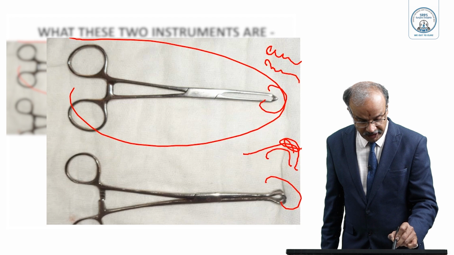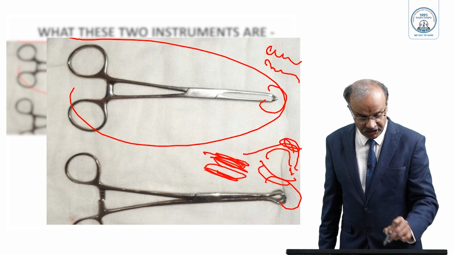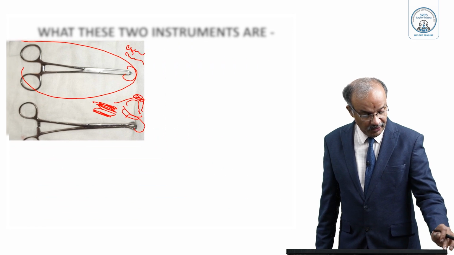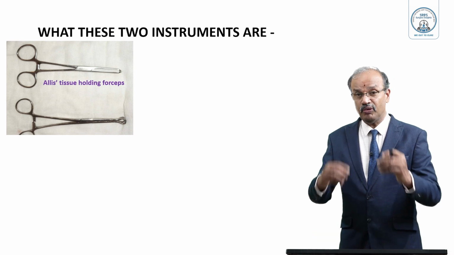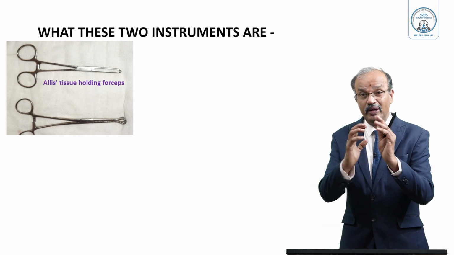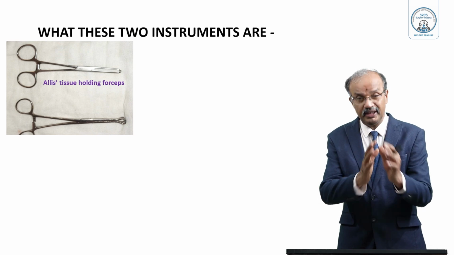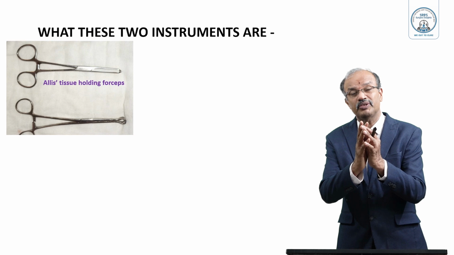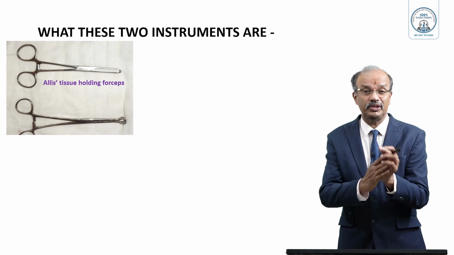There is an opening called fenestra down here, and this is connected like this with the serrations over the tip of the blade, smooth serrations, whereas here are the teeth. So what are these two instruments? The first one is Allis tissue holding forceps, because it has opposing teeth. Atraumatic, remember, very commonly used instrument. Without Allis, artery forceps and these essential forceps, we can't do even small surgeries. These are the essential instruments actually.